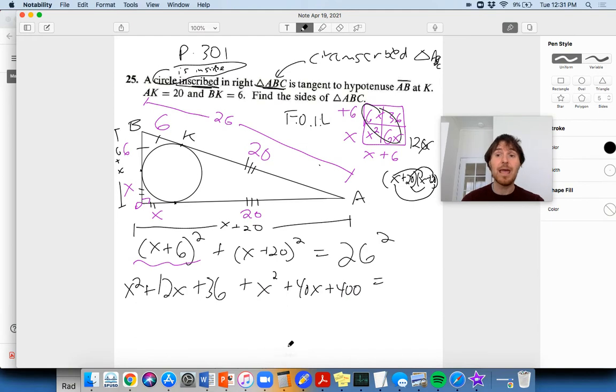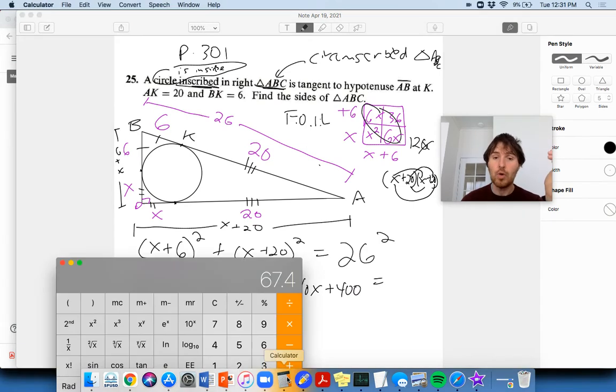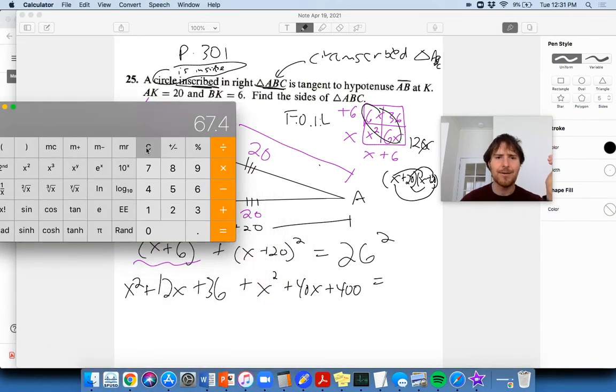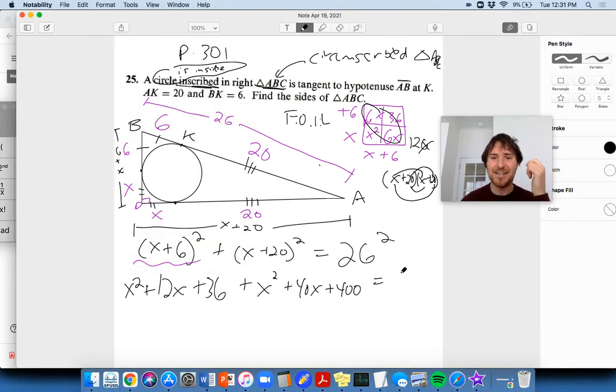I can't do that in my head. Get your calculator going. Do it. Where's my calculator? Okay, we got 26 squared on up. I got 676 there. Boom. We got it, all right?